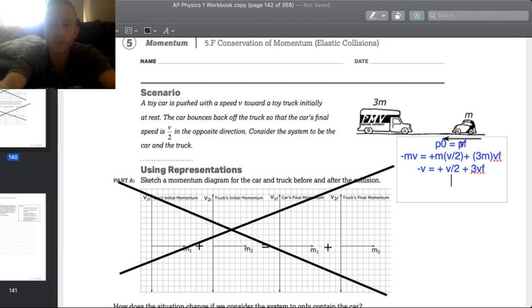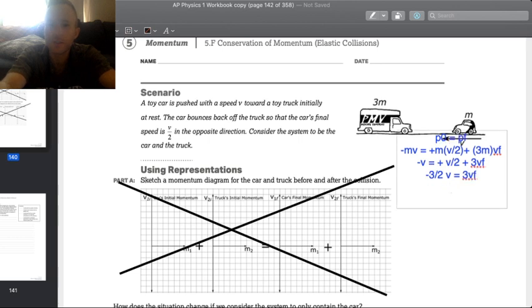So we have minus 3/2 v equals 3v final. And then that says that minus 1/2 v equals v final. So the left cart also recoils back with speed 1/2 v. So it's kind of like this. The little car comes in, boom, hits it. They both recoil with the same speed in opposite directions.